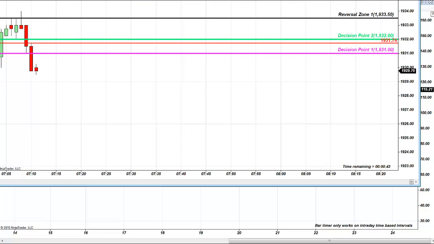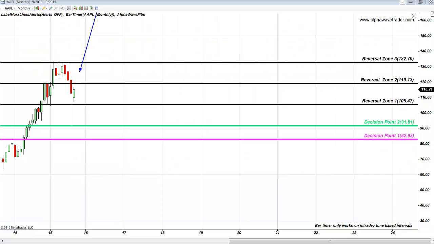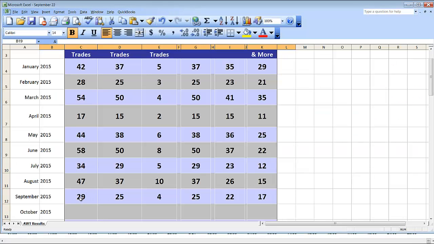Many. As expected. Let's update the results. This was trade number 30. Correct? You witnessed the importance of decision point 1 on the counter trend structure. Decision point 2 was reached, as well as the reversal zone. Clear?